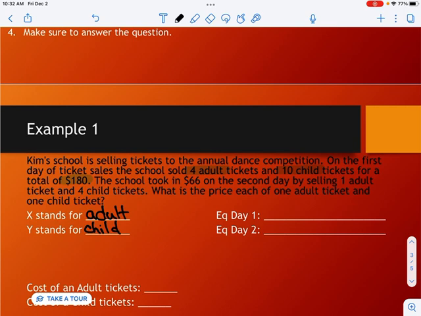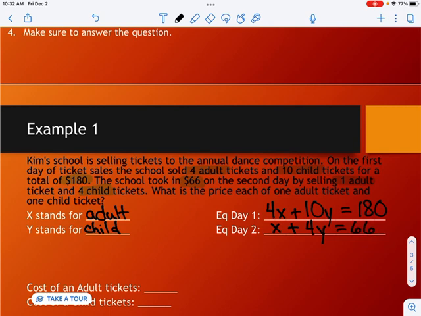So over here, I'm going to write that. It's going to go 4 adult tickets. Remember, X stands for the adult, plus 10 child tickets. Y stands for child. And if I multiply and add that together, it should equal $180. Then I look for the second one. It says the school took in $66 on the second day with 1 adult and 4 child. So 1X plus 4Y, and that equals $66.